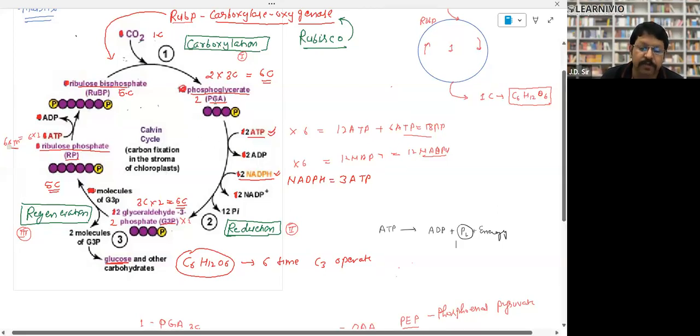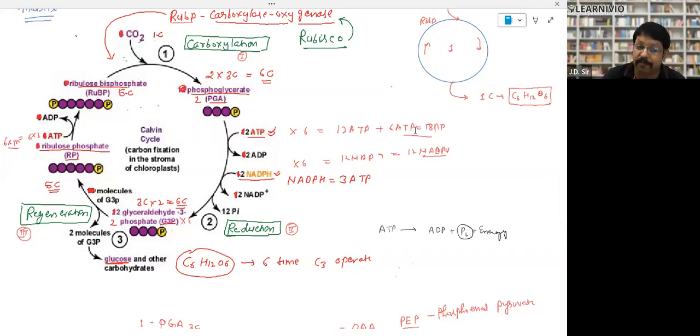Again, when the cycle moves one round, 2 ATP, 2 NADPH, and 1 ATP here is consumed. When the cycle moves six times, we multiply by 6, right? So 2 ATP into 6, total 12 ATP will be consumed. 2 NADPH means total 12 NADPH will be consumed. Again here, 6 ATP will be consumed. So 12 ATP here and 6 from here, total 18 ATP required, and 12 NADPH required. So for the formation of one glucose molecule, total 18 ATP and 12 NADPH are required. And I have already explained that one NADPH is equivalent to 3 ATP.